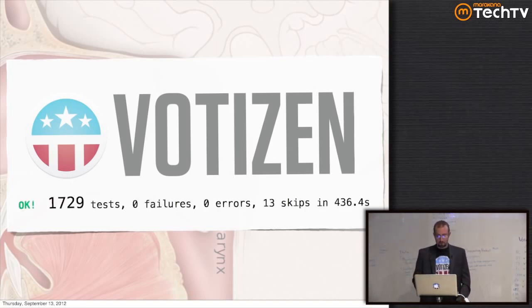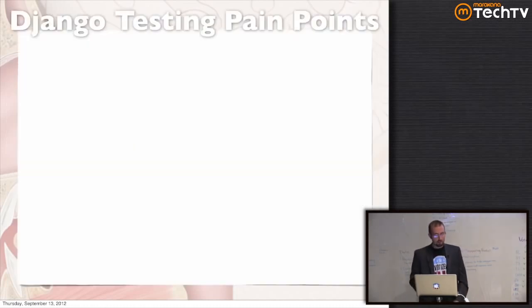We do some fairly thorough applications of Django here and some pretty heavyweight testing. We have about 1,700 tests right now. And we've found the stock Django test framework, well, really easy to get started with, is not enough once your program scales beyond trivial. Here are a couple things that are wrong with it.